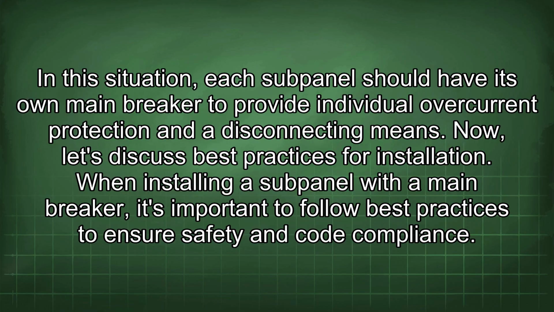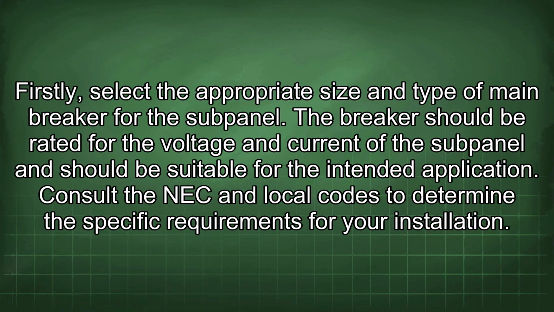Now, let's discuss best practices for installation. When installing a subpanel with a main breaker, it's important to follow best practices to ensure safety and code compliance. Firstly, select the appropriate size and type of main breaker for the subpanel. The breaker should be rated for the voltage and current of the subpanel and should be suitable for the intended application. Consult the NEC and local codes to determine the specific requirements for your installation.